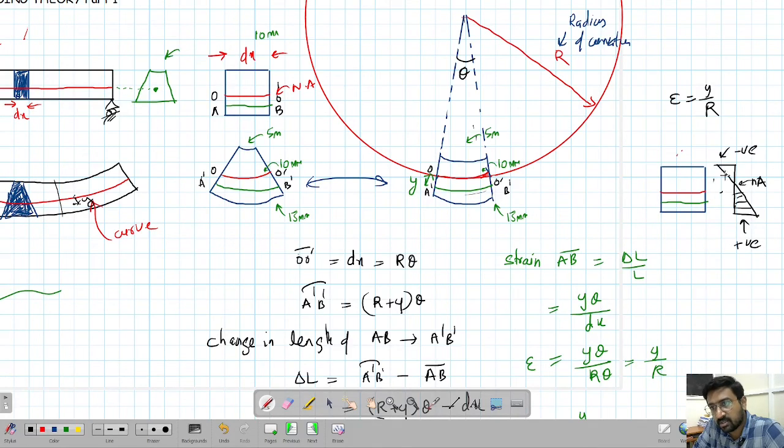Okay, but the value of strain is linear. It depends upon the distance of the point from the nodal axis. As we go away from the nodal axis, the strain will increase. As we go inside here, it is more compressive strain. As we go outside, we will get more tensile strain. Okay, so that means where strain is negative, there will be compressive stress. Where strain is positive, there will be tensile stress. Okay, so this is one thing that you have to understand from this.